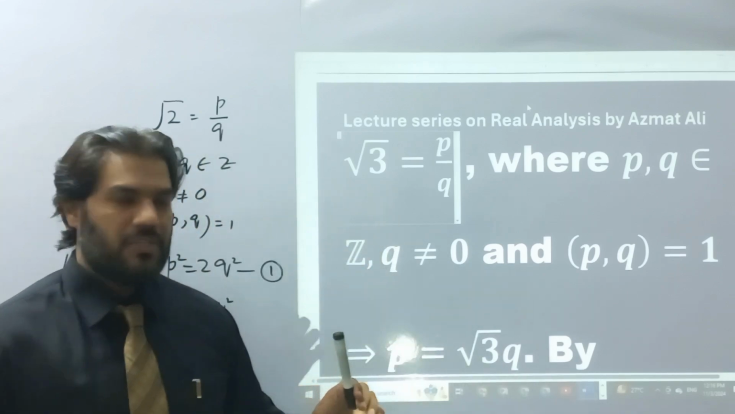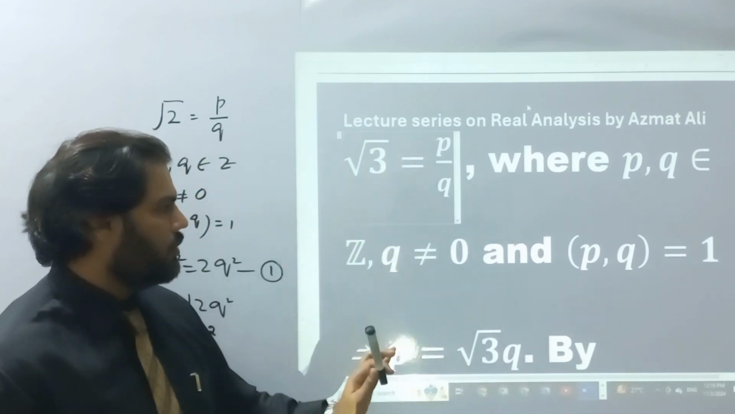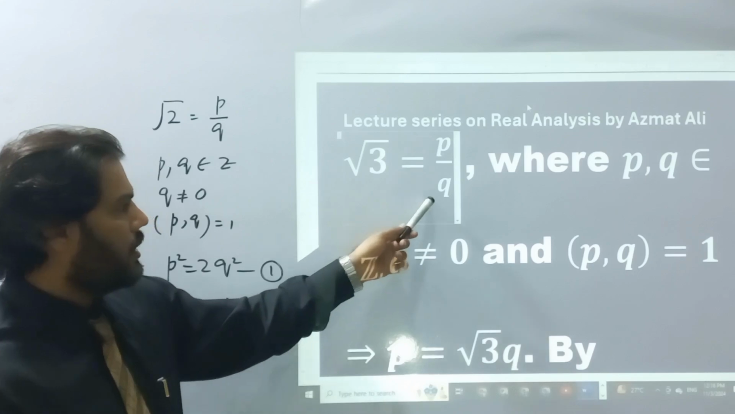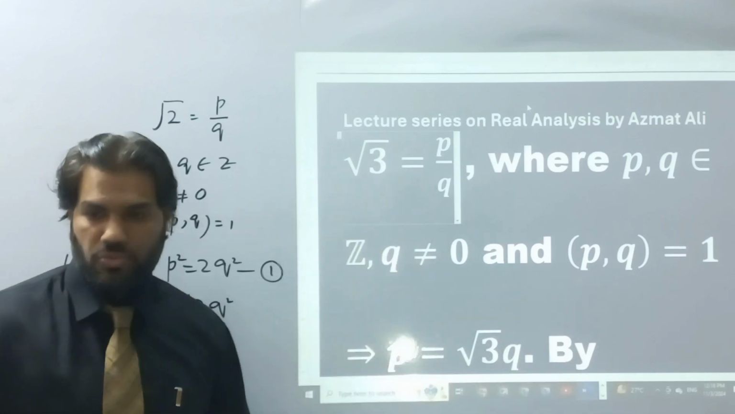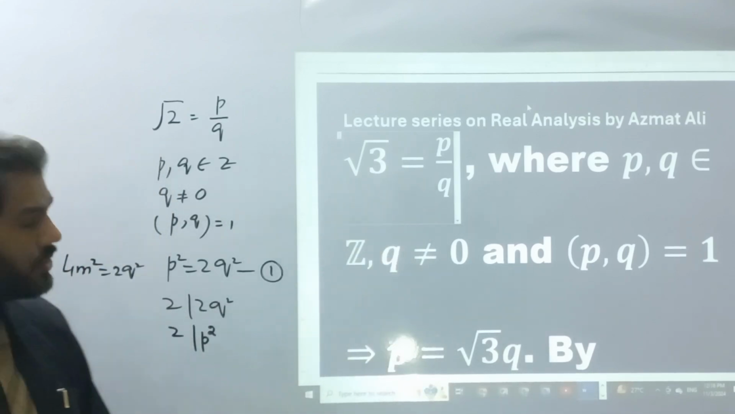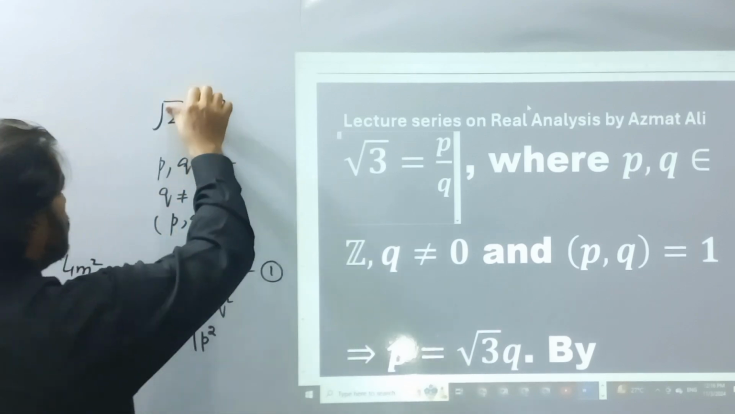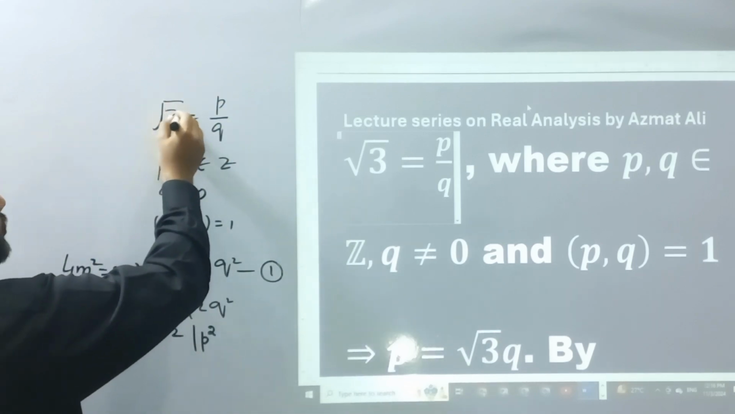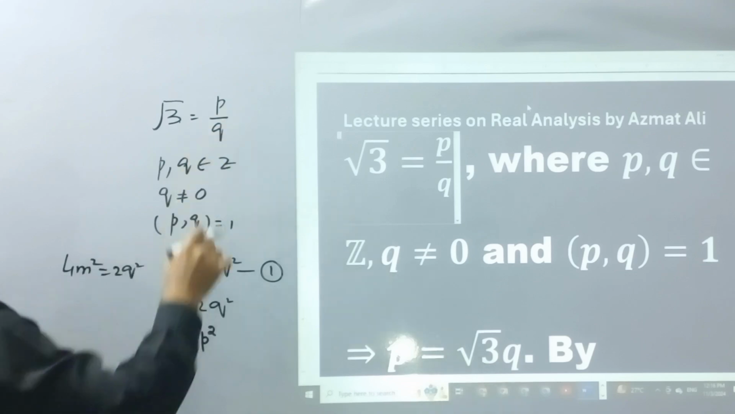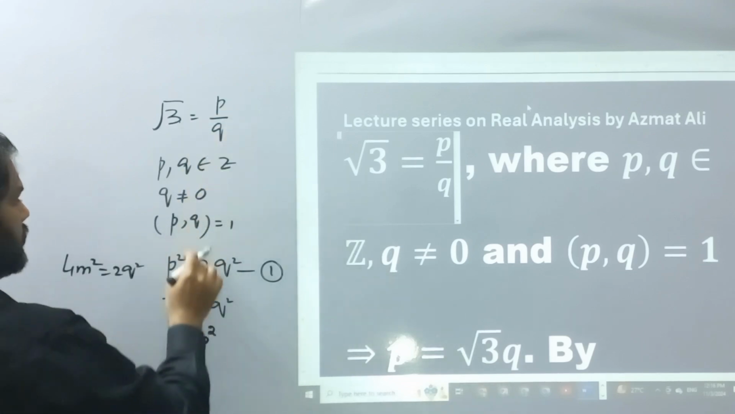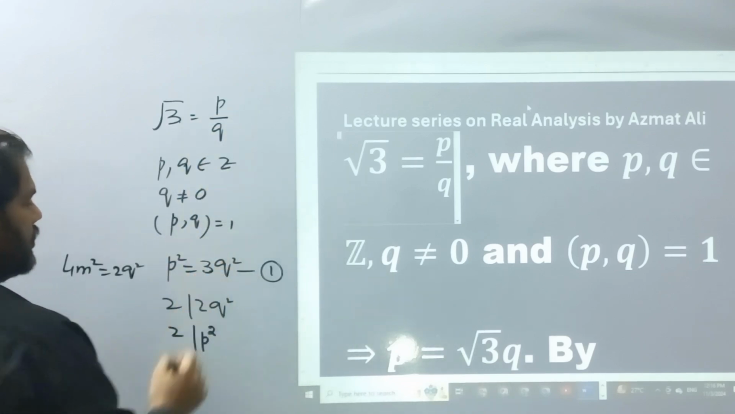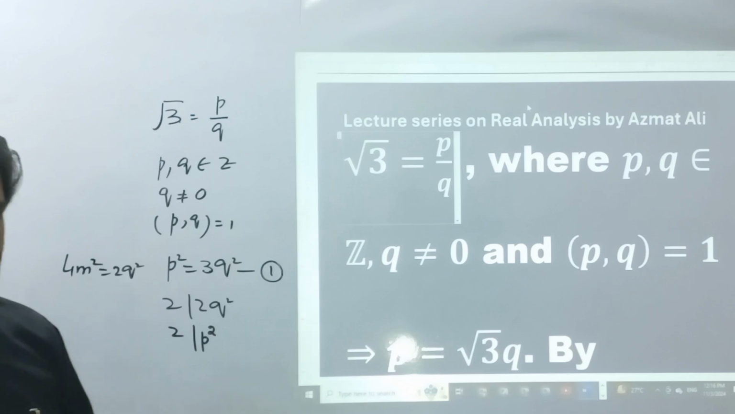So we will reach this step: square root 3 is equal to p over q. By squaring on both sides, we have p square is equal to 3q square. So this is our equation number 1.